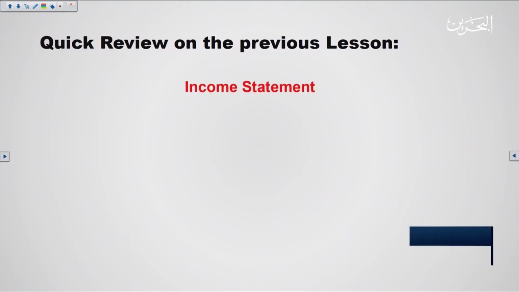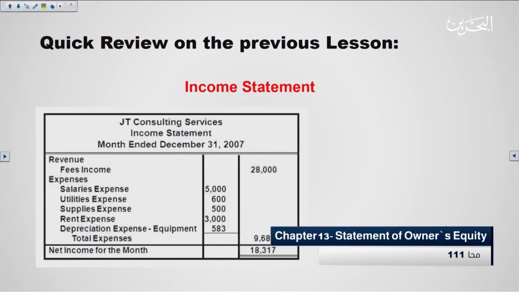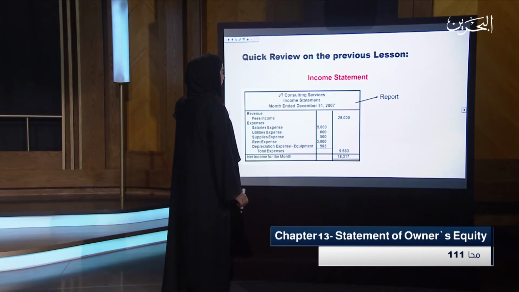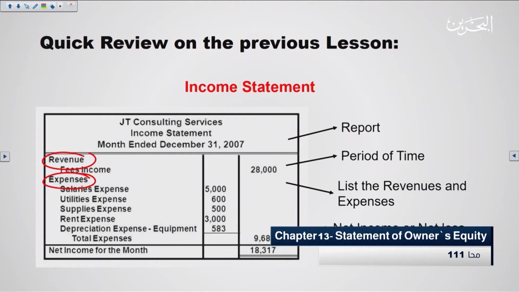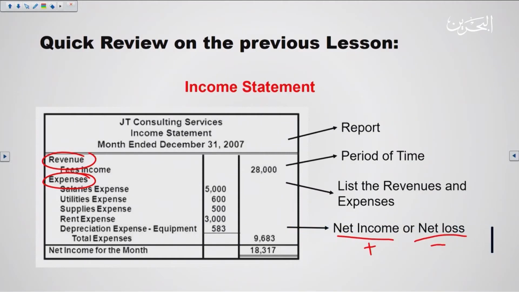We have talked about the income statement, and as you remember, we have said that it is a report. We have prepared it for a period of time like the end of the month or end of the year. We are listing the revenues and the expenses to know whether the company has a net income, which is a gain in the profit, or net loss, which is losing money.